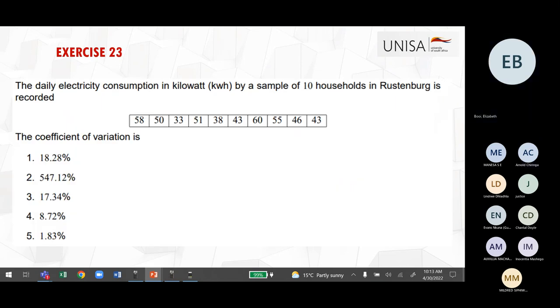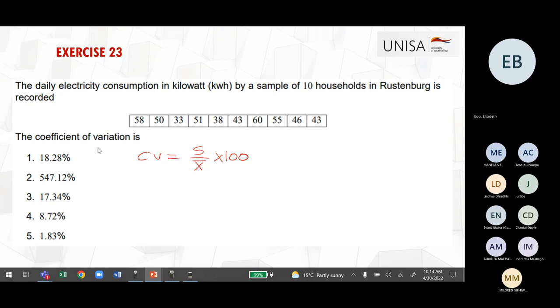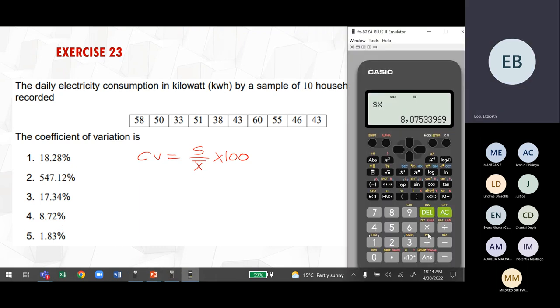Now, this is a new data set, it's not the same as that one. This one is for 10 households in Rustenburg. You need to calculate the coefficient of variation. The coefficient of variation, CV, is equal to your standard deviation divided by the mean, times 100. So I'm going to store the data while you also are storing your data.